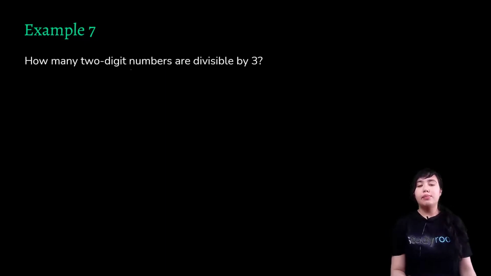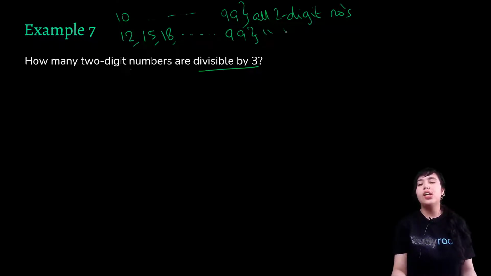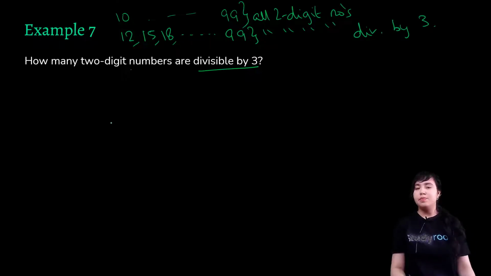Then how many 2-digit numbers are divisible by 3? So for that we need to know what are the 2-digit numbers that we have. So they start from 10 and they go on till 99, but that is the list of all 2-digit numbers, but we want those 2-digit numbers which are divisible by 3. So 10 and 11 are not divisible by 3, so that list actually starts from 12, and then you have 15, 18 and goes on till 99. So these are actually all the 2-digit numbers which are divisible by 3.